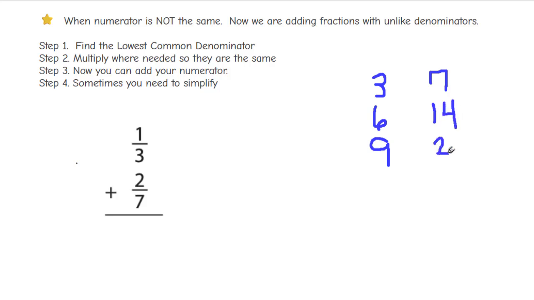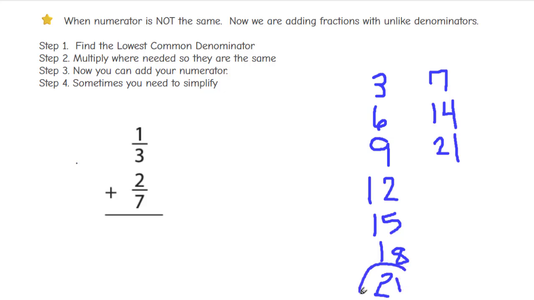14, 21. Let's go back to the 3s. 9, 10, 11, 12. Man, this is going to be a big one. 12, 13, 14, 15, 16, 17, 18, 19, 20, 21. I knew that was coming.